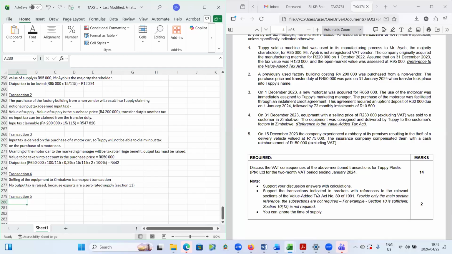On 15 December 2023, the company experienced a robbery at its premises, resulting in the theft of a delivery vehicle valued at 175,000 rand. The insurance company compensated them with a cash reimbursement of 150,000 rand. What are the VAT implications here?